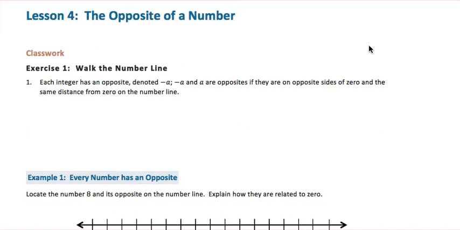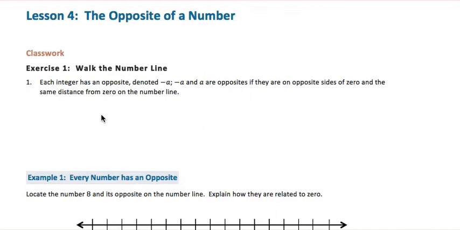In Module 3, Lesson 4, we're going to look at the opposite of a number. In the classroom, we would have a physical number line for us to explore, walking the number line. You certainly are welcome to do that on your own at home or draw one.